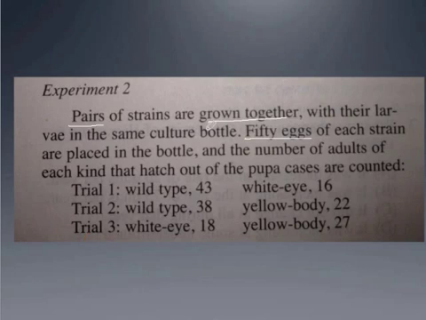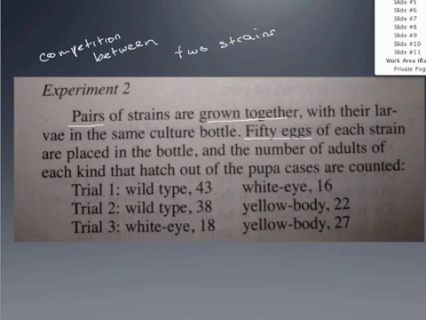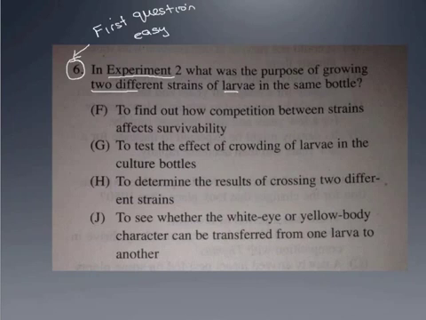So the analysis here, or the discussion here, is that 2 strains were in competition. Competition between 2 strains. Write this down on your piece of paper. Don't think it. Between 2 strains. Okay, what was my question now? Let me go back to the question. What was the purpose? It looks like the purpose was to find out the competition between strains.